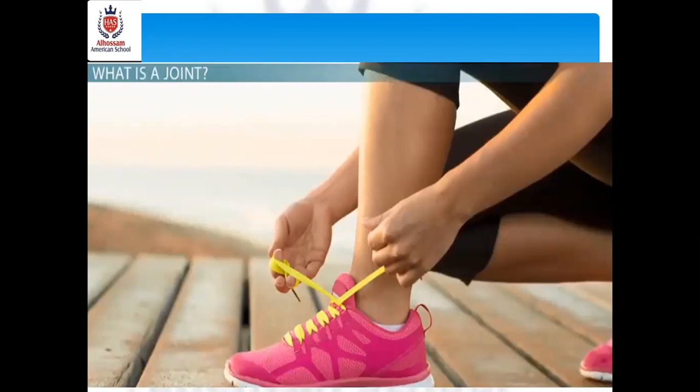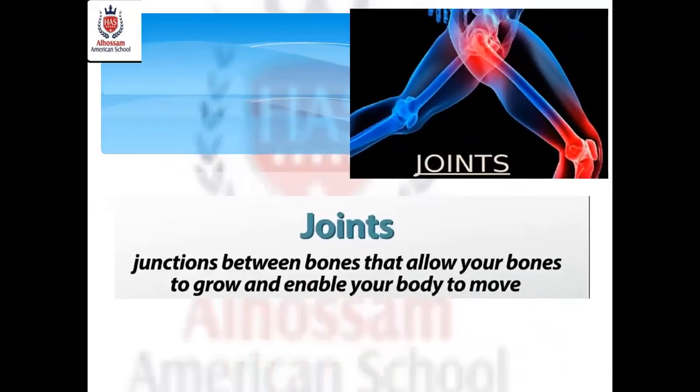And actually, this is the idea of joints. So, joints are considered as a junction between two bones. Okay, it's a junction between bones. It's not important that it will be between two bones. It can be between more than one bone. But as long as there is a junction between two bones, this is a joint. The importance of this joint is to give the bones the space to grow, so it allows them to grow and enable your body to move freely, and this is the most important function of joints.